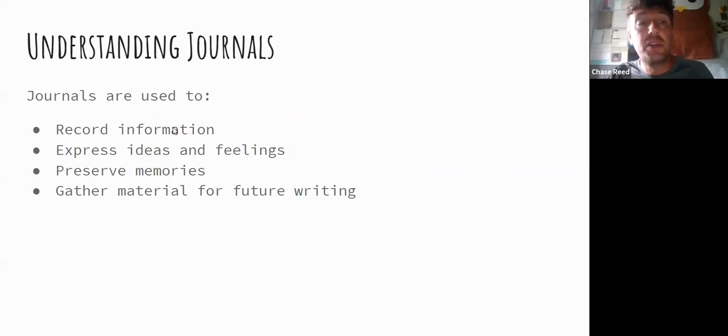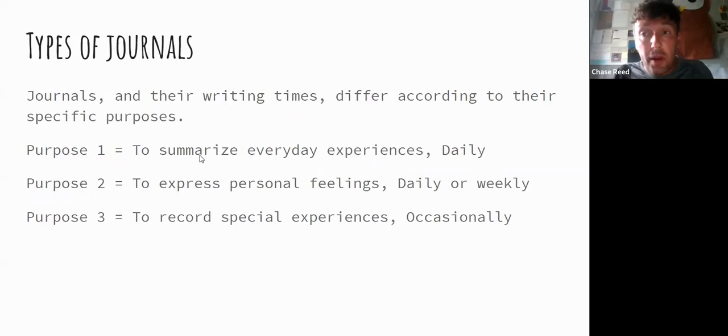It says journals are used to do these things. You're going to record information, express your ideas and feelings, preserve your memories, and gather material for future writing. There are 3 purposes that I want you to consider. And actually, I'm going to give you the purpose for the journal that you're doing in here. But it says journals and their writing times differ according to specific purposes. To summarize everyday experiences would be daily, expressing your personal feelings, that could be weekly. The last one is to record special occasions. That could be occasionally.